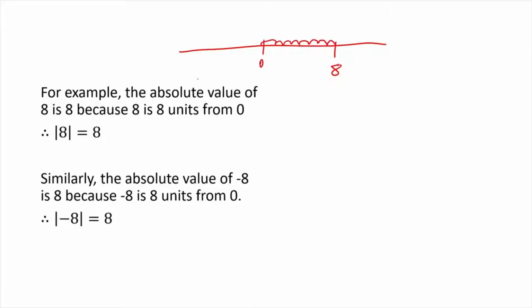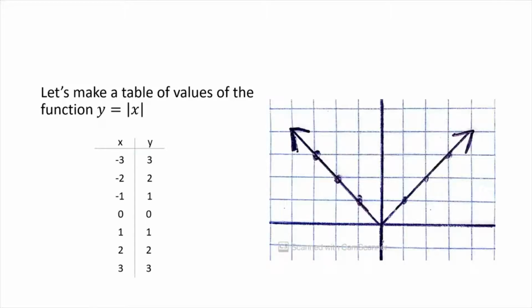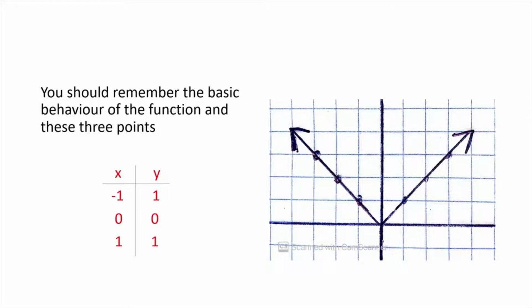And similarly, the absolute value of negative 8 is 8, because if you look at negative 8 on that same number line, it is also 8 units away from 0. Now let's make a table of values of the function y equals absolute value of x. We see that we get these points. And when we graph those points and recall the behavior of the function, it looks like this. It's important when you ultimately graph this function with transformations to recall the basic behavior of the function and recall the 3 points that we've listed right there.